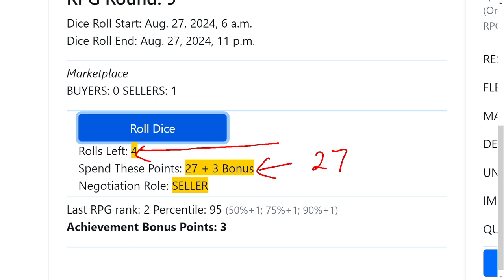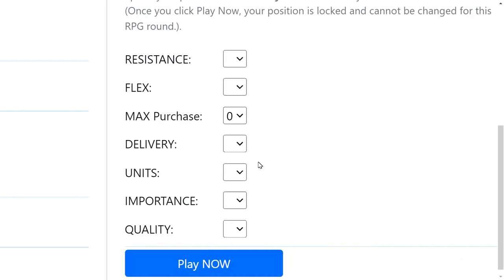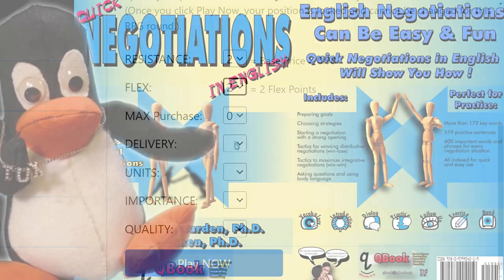What do we do when we want to spend our points? Well, when we want to spend our points, we need to go over to the right side of the sheet and begin working on spending points. Let me jump over there. And that's here. Resistance, flex, max, delivery, units, importance, and quality. And when we do that one by one, you can see some information pops out that helps you understand it. I'll review that next.